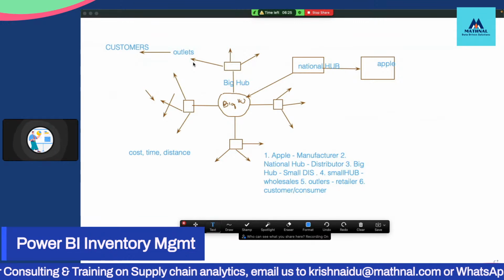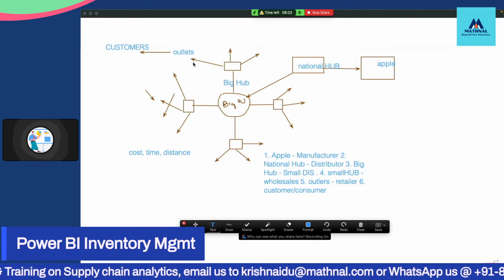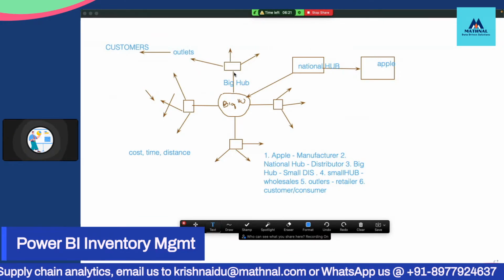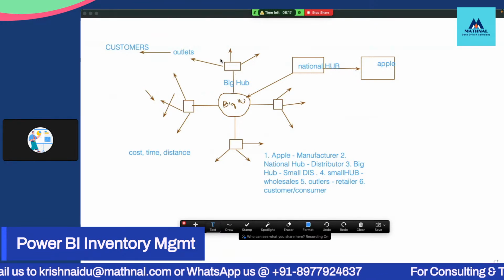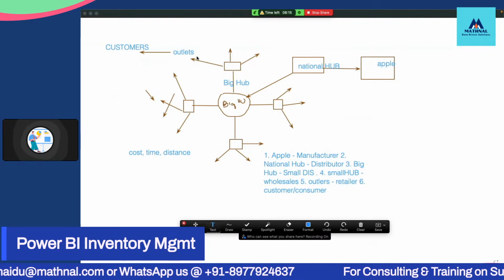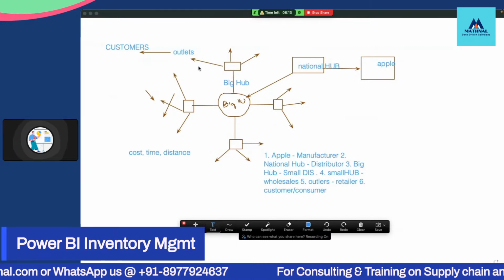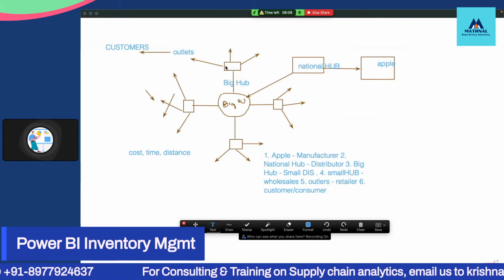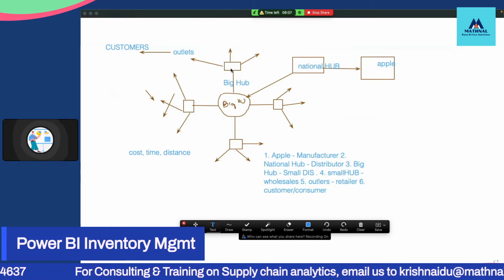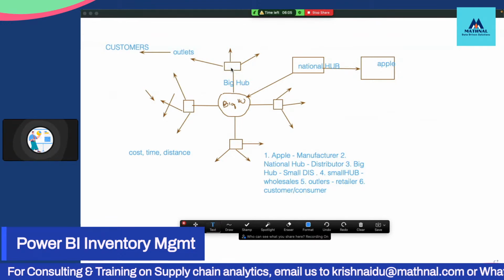One option is there, right? Now you say, no, I don't want to buy it from outlets, I want to go to the small hub. Okay, sir. So if you're deciding not to go to outlets, you want to go to the small hub, what will happen? Since the small hub has more stock than the outlet.